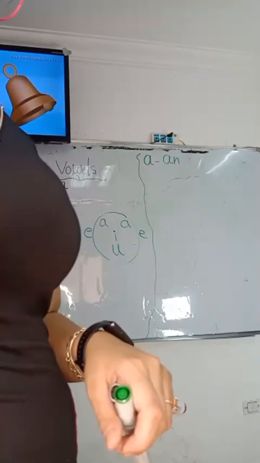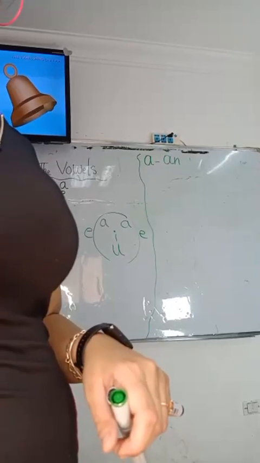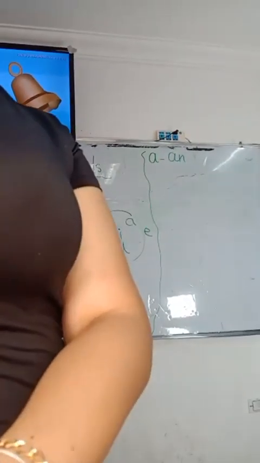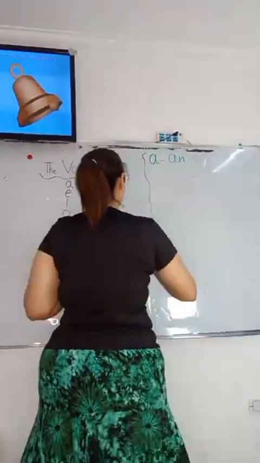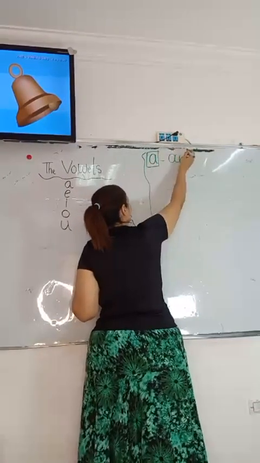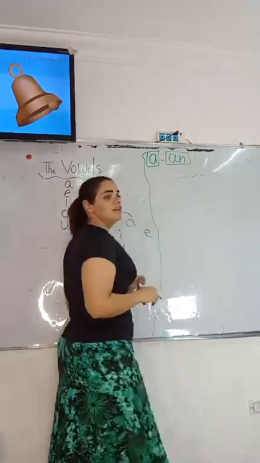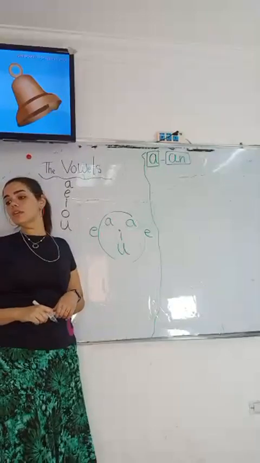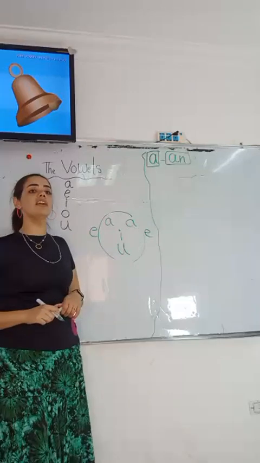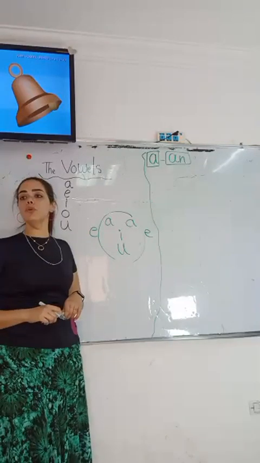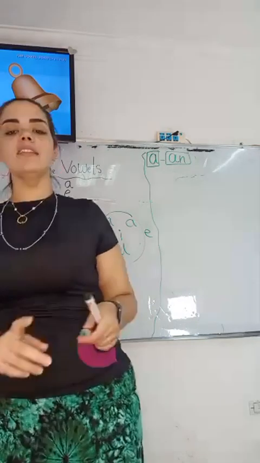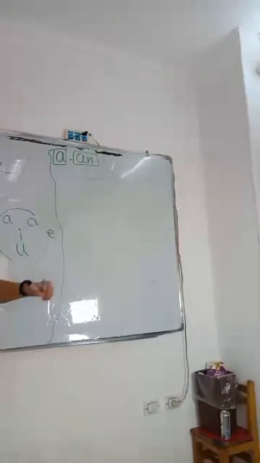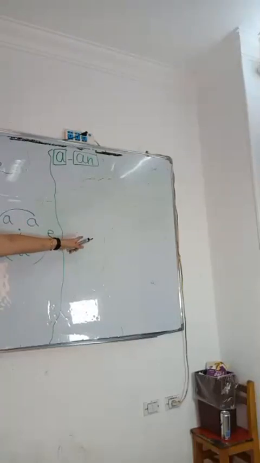So, Yassine, we are going to have a or an. Look, this is a game. Look here, Karma. This lesson is called Articles. So the articles are a or an. Before the word, we should use a or an. Okay, Karma, look at the board. I want to see who is excellent.